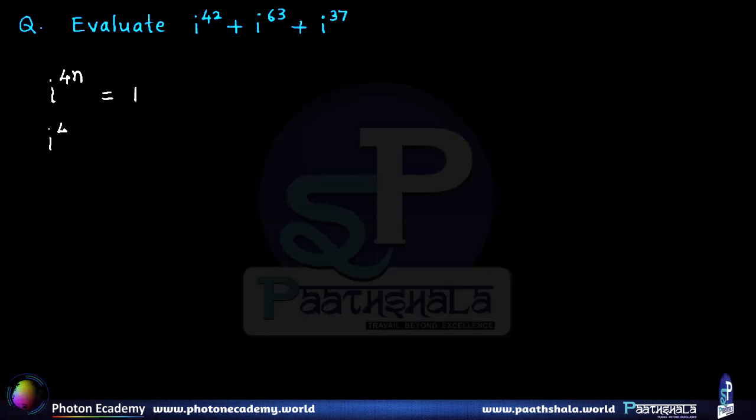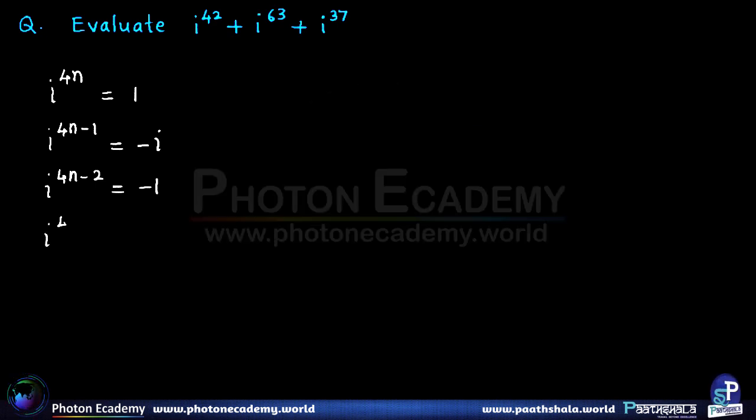Now if we consider the power which is 1 less than some multiple of 4, the answer would be equal to minus i. If you have 2 less than some multiple of 4, the answer is minus 1. And finally, if we have 3 less than some multiple of 4, then the answer is 1.